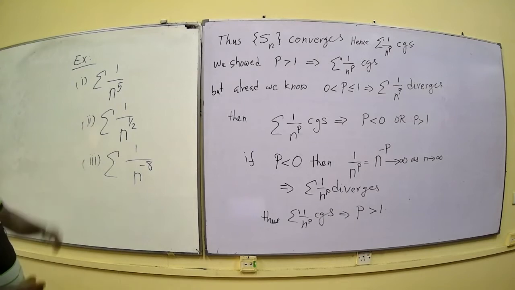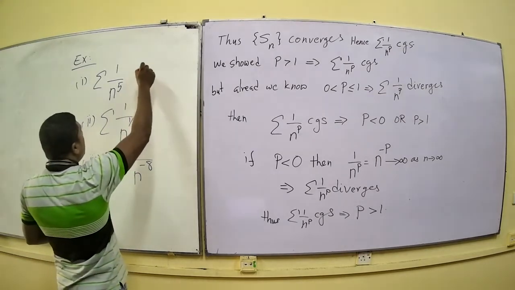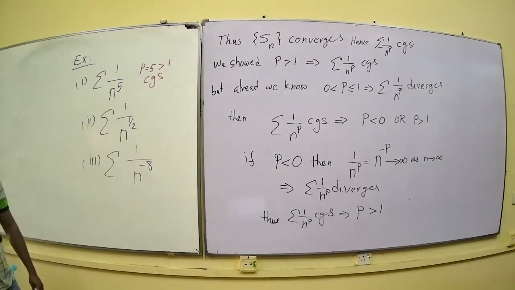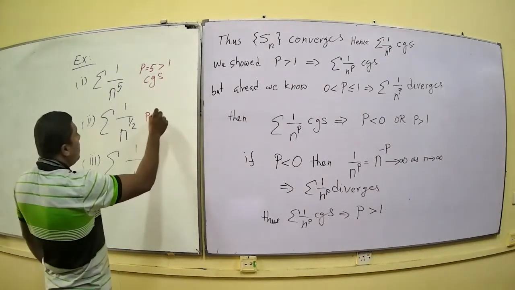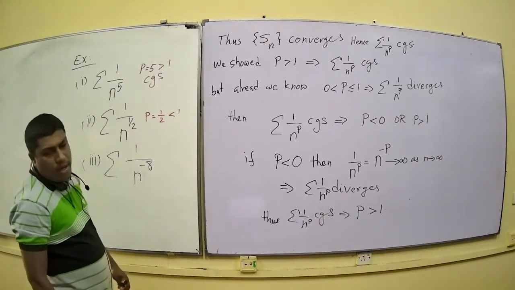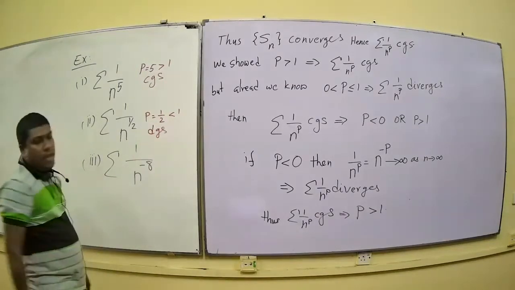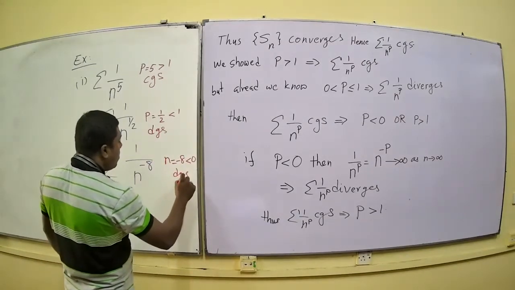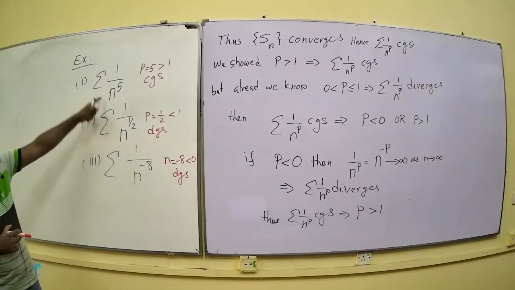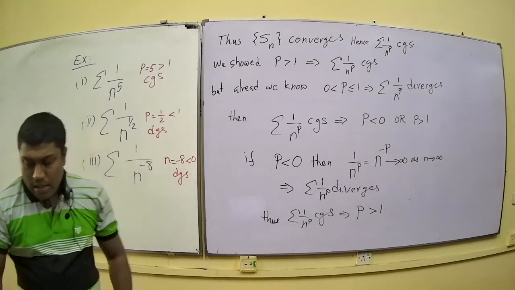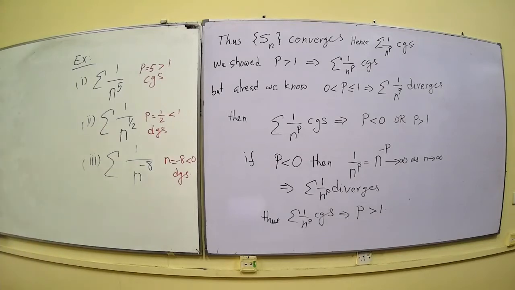or divergent. All you need to look at is whether P is 5, that is bigger than 1, so clearly it converges. Here P is half, which is obviously bigger than 0 but less than 1, so it diverges. And here P is equal to minus 8, that is less than 0, so it diverges. So whenever you see a series like this, you can easily tell whether the series is convergent or divergent. That is why we are studying the convergence of the P series here.